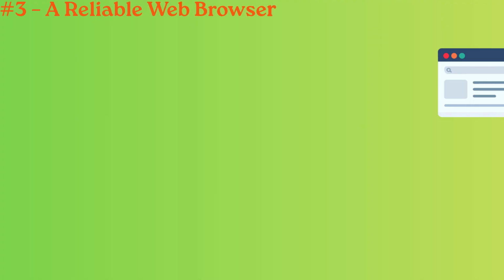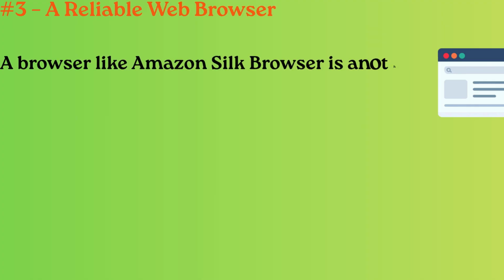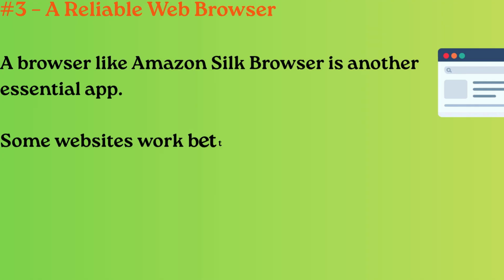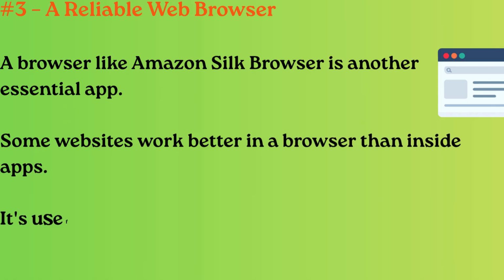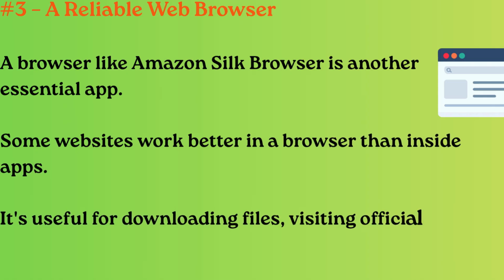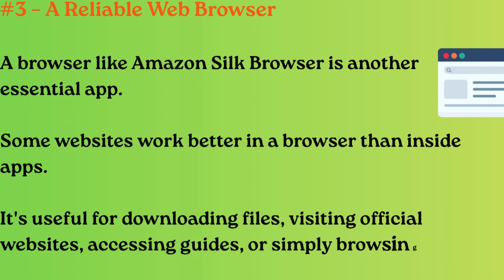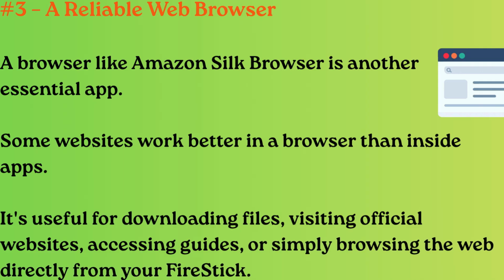Number 3, a reliable web browser. A browser like Amazon Silk Browser is another essential app. Some websites work better in a browser than inside apps. It's useful for downloading files, visiting official websites, accessing guides, or simply browsing the web directly from your FireStick.